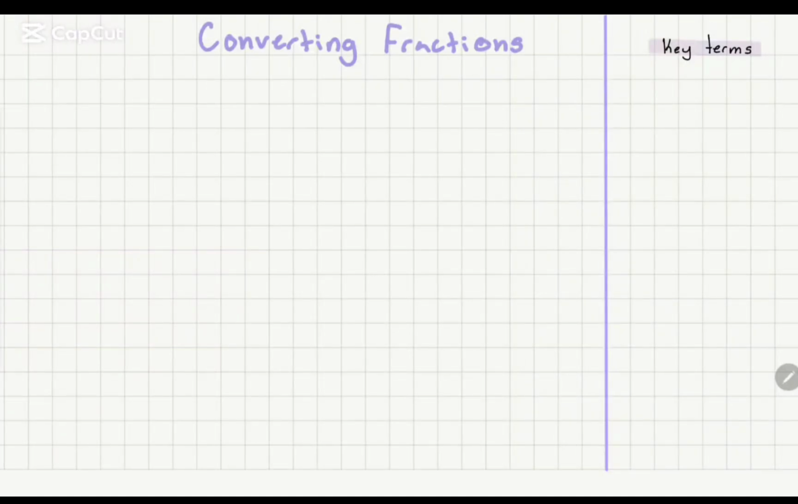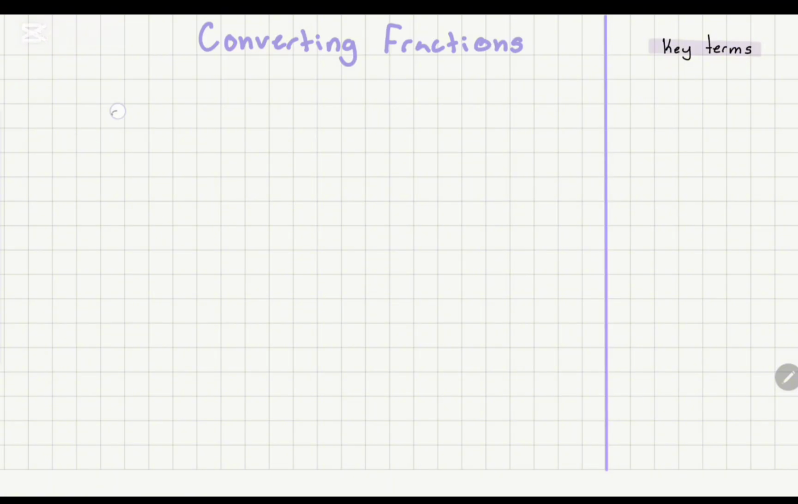Hello everybody! Today we are going to be talking about converting fractions. Before we get into converting fractions, there's a few key things that you should know. The first is some terminology. So, there are different parts to our fractions.